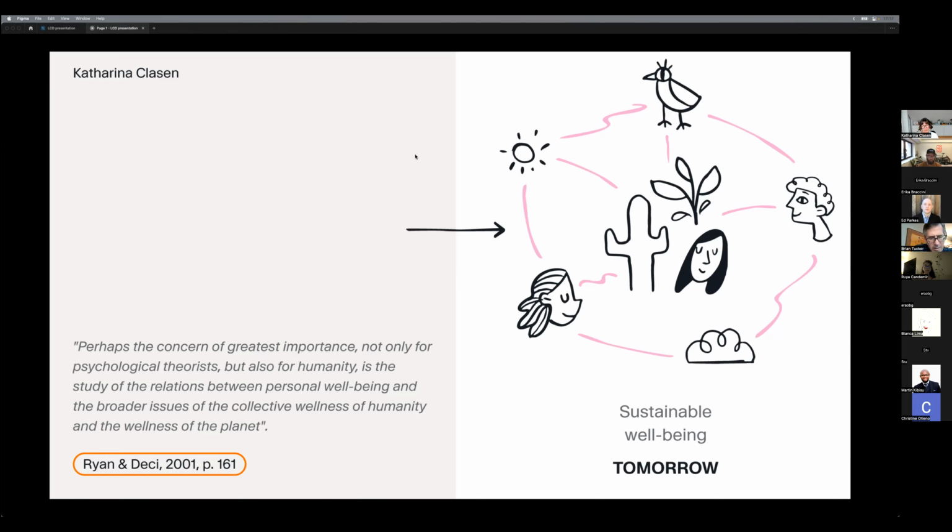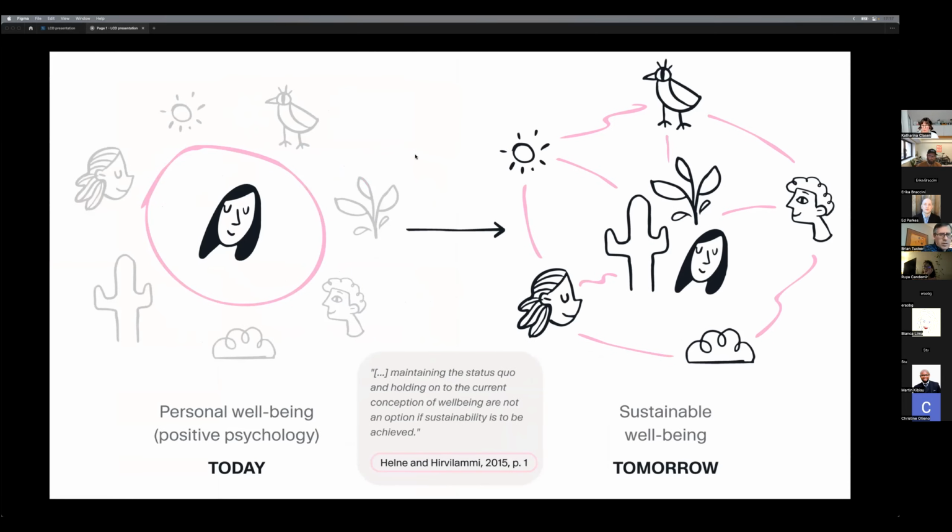They wrote, perhaps the concern of greatest importance, not only for psychological theorists, but also for humanity, is the study of the relations between personal well-being and the broader issues of the collective wellness of humanity and the wellness of the planet, which is the point I was trying to make. And also in this quote, maintaining the status quo and holding on to the current conception of well-being are not an option if sustainability is to be achieved. So we need to make that shift.